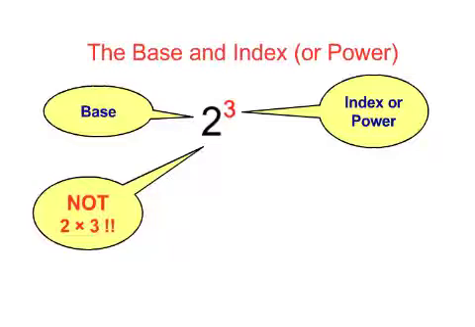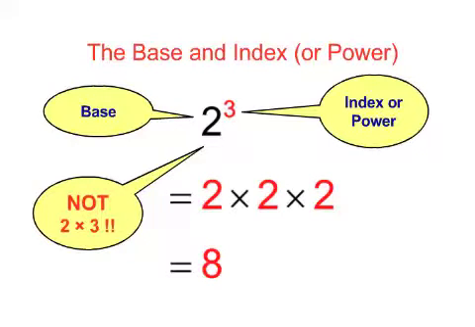Notice also that students tend to confuse this with the same as 2 times 3, which it is not. 2 to the power of 3 means 2 multiplied by itself 3 times. In other words, 2 times 2 times 2, which gives us an answer of 8.